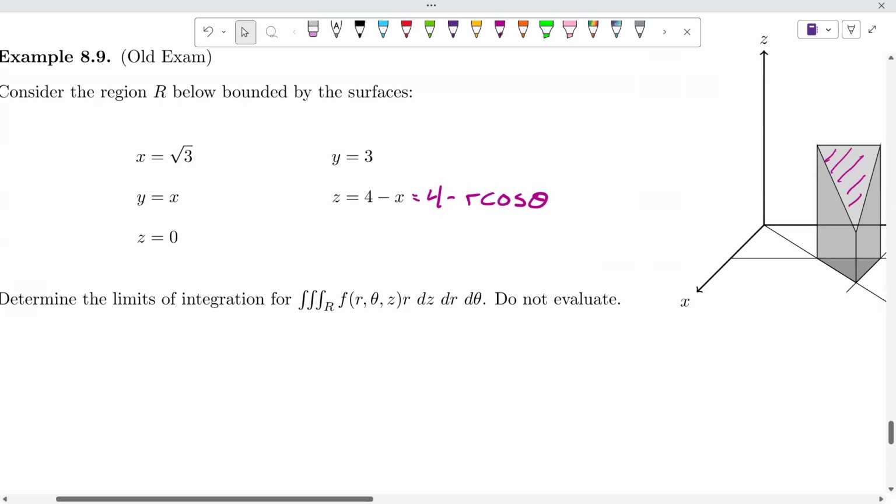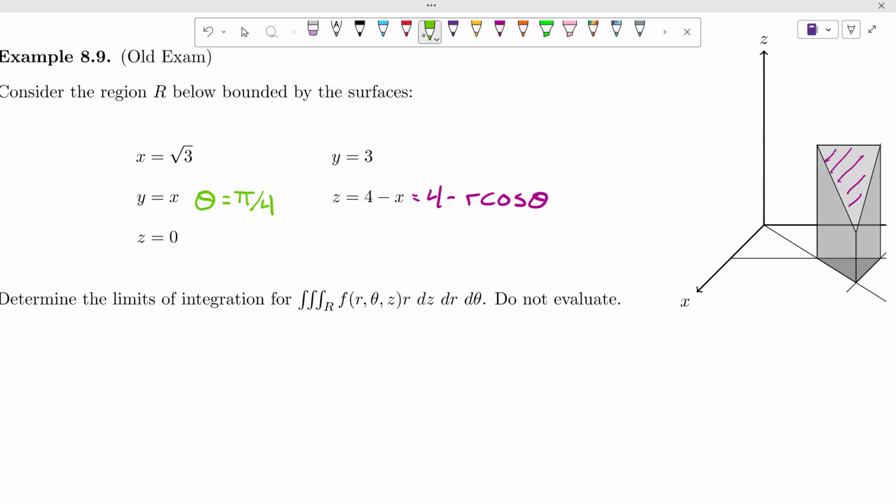So if I start looking at the other four equations, trying to decide which of these are nice to convert into cylindrical coordinates, I think the nicest one is just y equals x, because that's just the line theta equals pi over 4. Rather nice looking line.